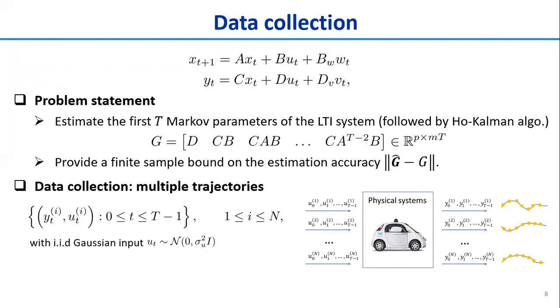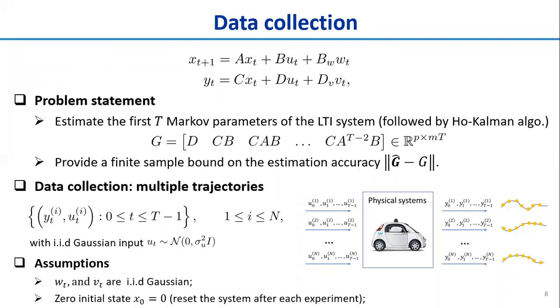As I mentioned before, we collect multiple trajectories y_t^i, u_t^i by injecting some IID Gaussian random input. The subscript t denotes the time step. The superscript i denotes the trajectory index. And each trajectory has a finite length T. In our work, we also make the following assumptions. First, the process and the measurement noise are IID Gaussian as well. And second, we assume we can reset the system at 0 initial state for each experiment.